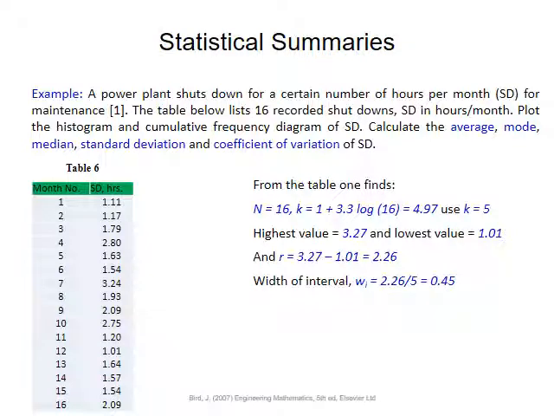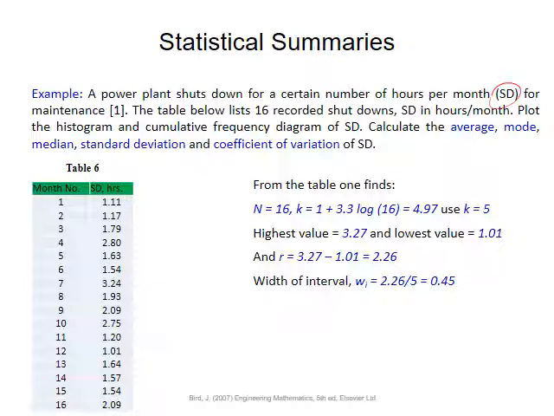Another example: a power plant shuts down a certain number of hours per month, SD we call it, shutdown, for maintenance. The table below lists 16 records, so only 16 samples, shutdown SD in hours per month. Plot the histogram and cumulative frequency diagram, and calculate the average, mode, median, standard deviation, and coefficient of variation of SD. This example will summarize almost everything discussed in week number 4 and week number 5.